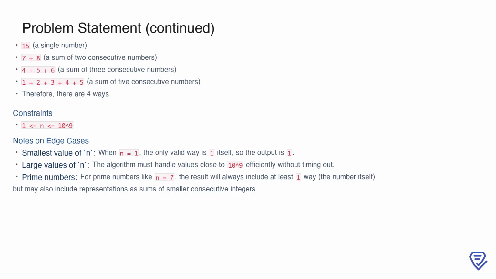It's important to note that the constraints of this problem require the solution to handle values of n up to 10 to the power of 9 efficiently. For smaller values like n equals 1, the only possible representation is 1 itself. For prime numbers, the result will always include the number itself but may also include other valid sequences.